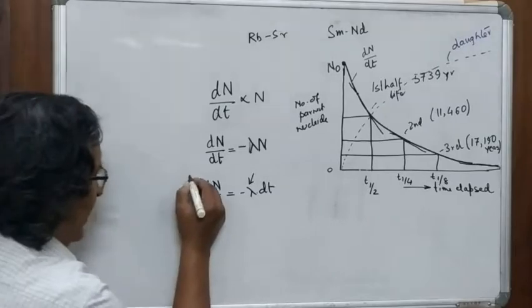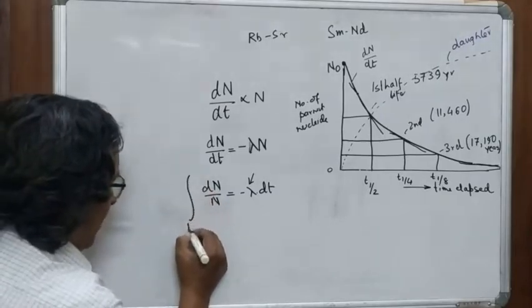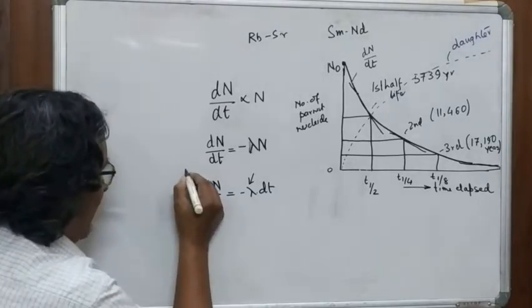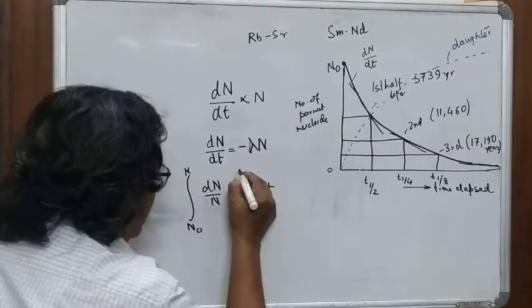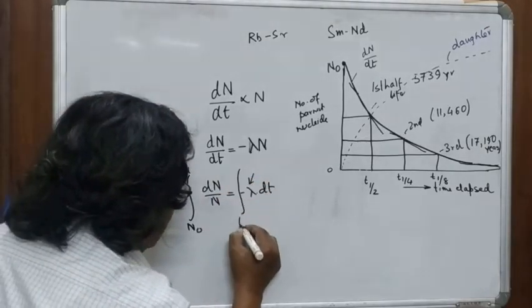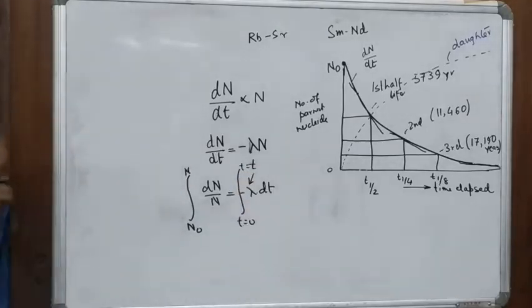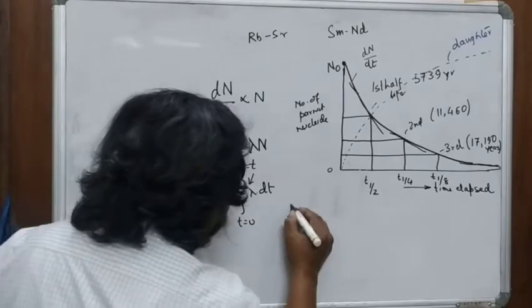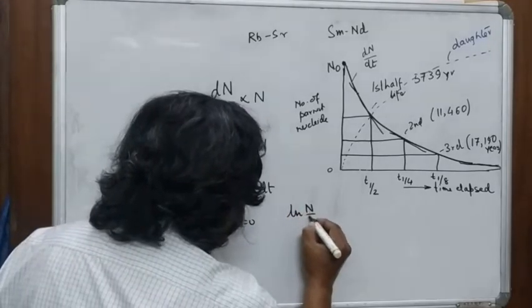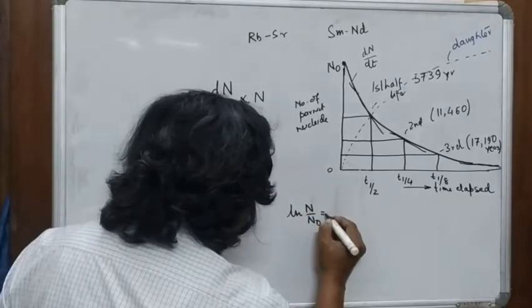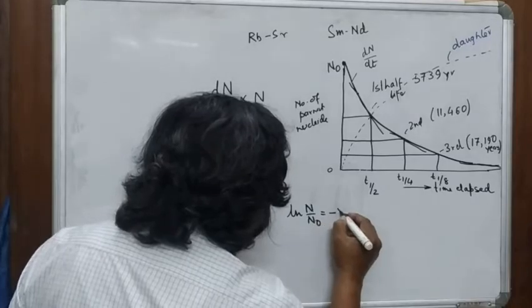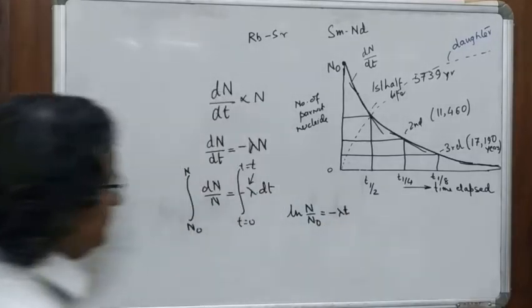And if we integrate this relationship from N0 to a particular value of N, and integrate from time t equal to 0 to a particular time t equal to t, then the integration becomes ln(N/N0) is equal to minus lambda t.